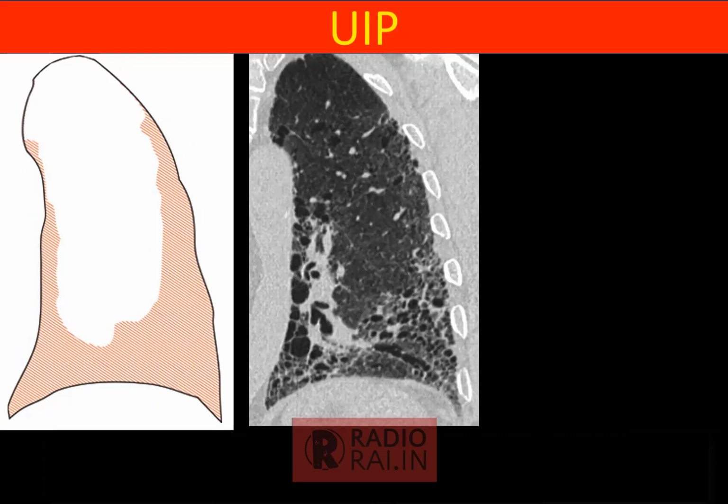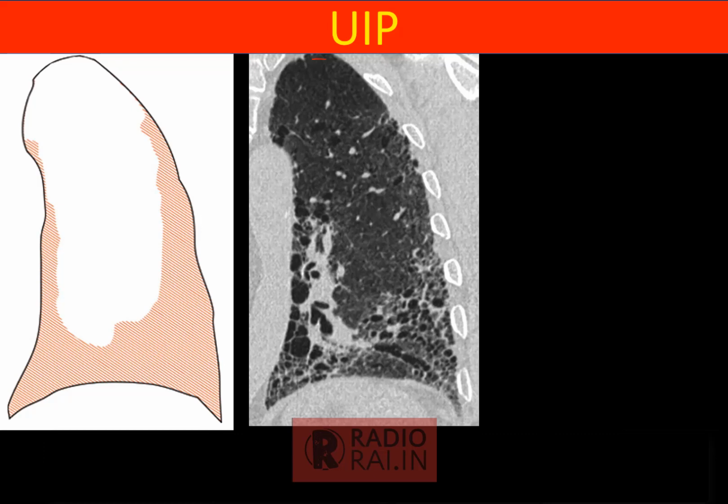Now going on to the UIP, unusual interstitial pneumonia. The main thing in unusual interstitial pneumonia is the pattern in which it is involving. It is involving the basal predominance and the peripheral involvement. So it is involving the periphery and the basal areas. Periphery and basal involvement is the classical appearance of unusual interstitial pneumonia, and this is how an image looks.